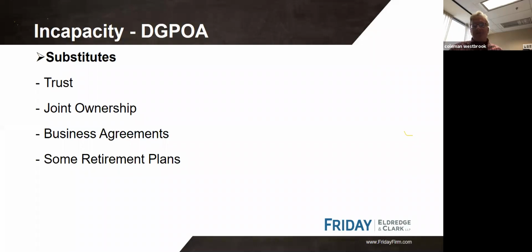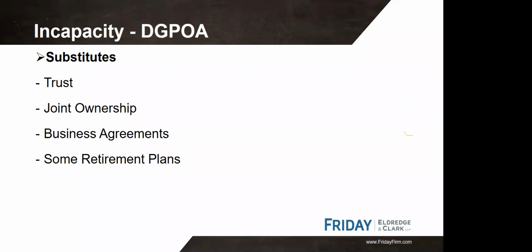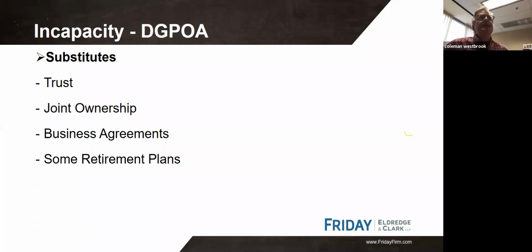Powers of attorney don't overrule everything. They're only applicable to things that you own in your name. So if it's something in a trust, power of attorney has no application to it. The trust document controls that. If it's joint ownership, power of attorney only applies to your sliver of that joint ownership. If it's half, then it only applies to half. If it's a third, it only applies to a third. So it's only applicable to those things that you own in your individual name.